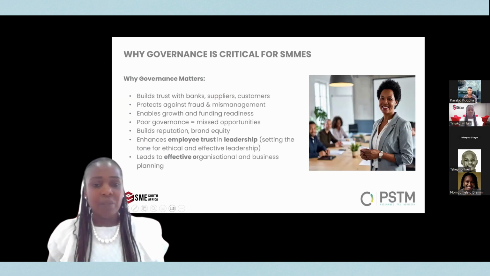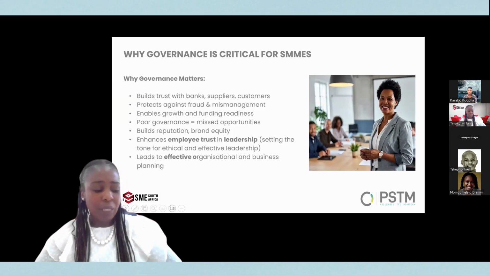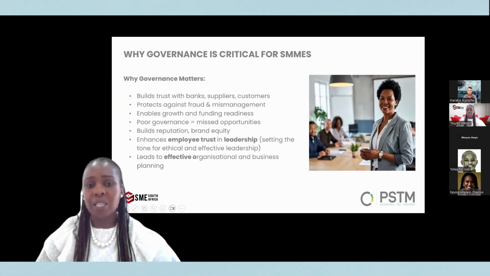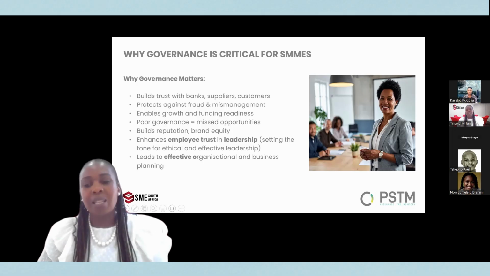In terms of why governance is critical, you're all spot on. You've all said it builds trust with banks, with your stakeholders. That's very, very important. Yes, it does protect against fraud and mismanagement. It's true, because if you haven't got controls in place, it's very easy to have mismanagement and fraud. And if you look at the majority of the scandals that we have, there is a level of fraud and mismanagement. Often, fraud is intentional. It's the intentional stealing, the intentional defrauding, the intentional lying to somebody. Fraud is very intentional.